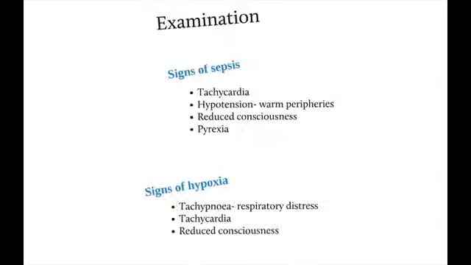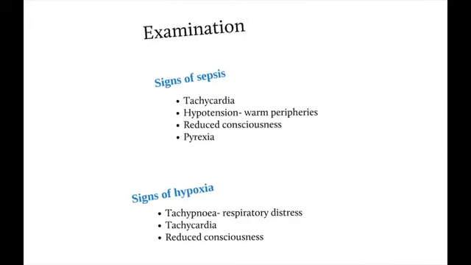On examination, look for signs of sepsis. The signs that you're going to see are maybe tachycardic, hypotensive. When you've got someone who's tachycardic and hypotensive, try and look at their peripheries and say, are they warm or cold? If someone's tachycardic and hypotensive, that could be reduced cardiac output because of cardiogenic shock, or it could be that they're hypovolemic. But if you've got warm peripheries, that suggests vasodilatation going on, and you're more likely to see warm peripheries in someone who's septic. So hypotension in someone with warm peripheries suggests sepsis.